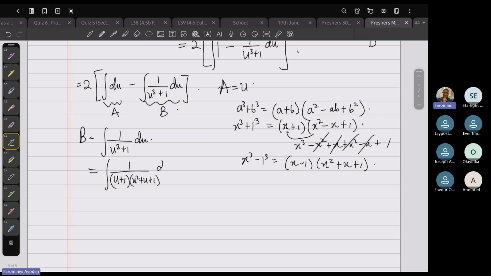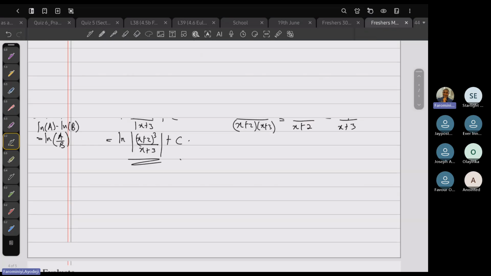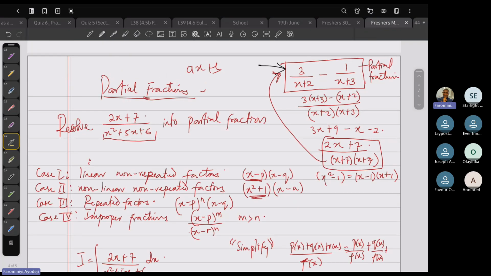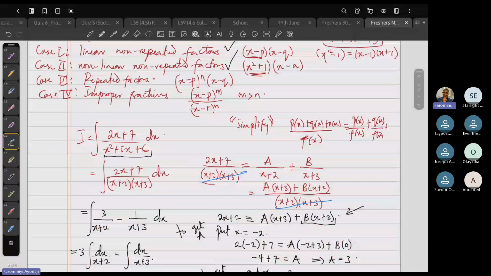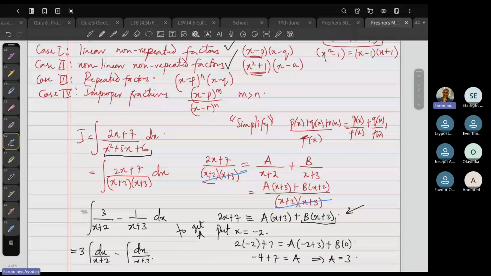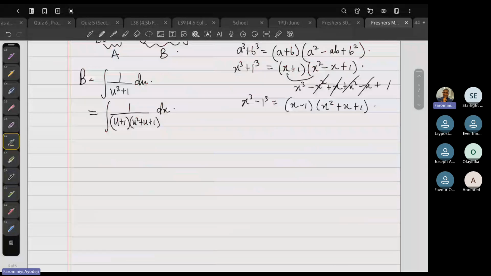So it just occurred to me that I did not say anything about the other cases of partial fractions. So we only talked about case 1. So what happens in case 2 is what we are going to see now. So case 2 is when you have a non-linear factor. So we have u plus 1, that is linear.